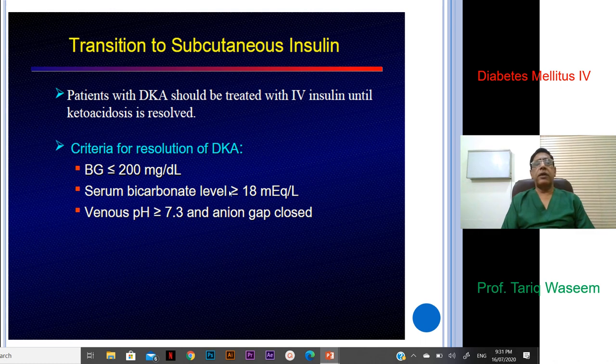When we say that the DKA has resolved, the target is that blood sugar is less than 200 mg per deciliter, their bicarb has gone above 18 milliequivalent per liter, and their pH is more than 7.3, so then we say that the DKA has resolved. What do we do next? At this stage, you can switch from intravenous infusion to subcutaneous insulin when this target has been met.